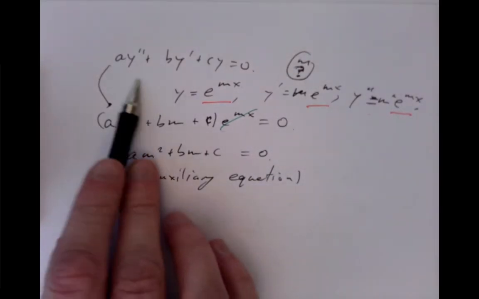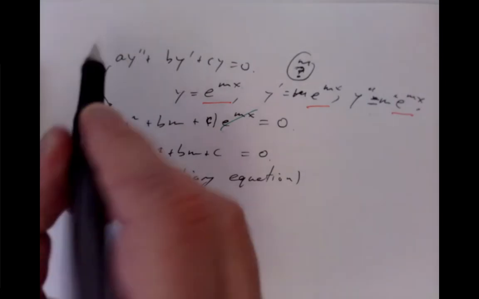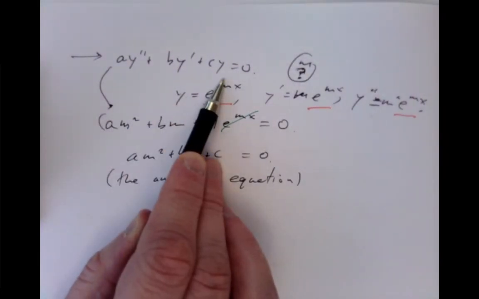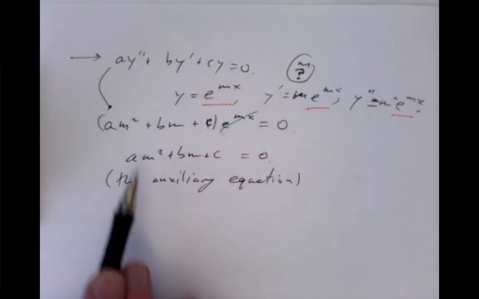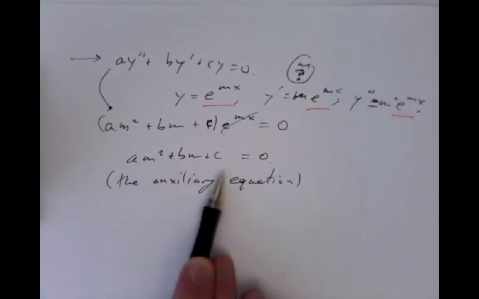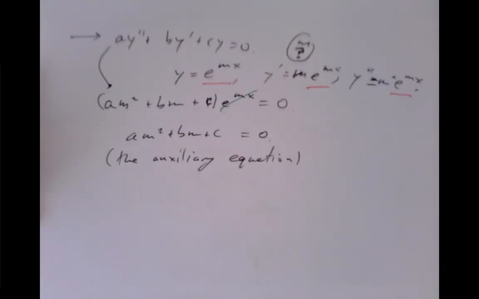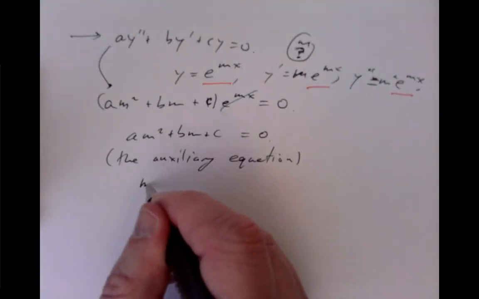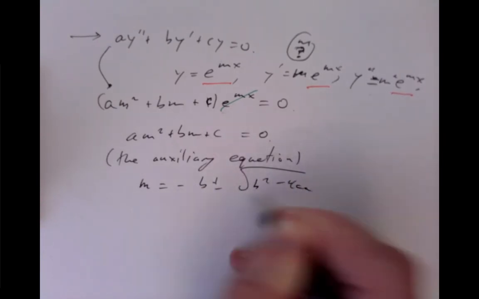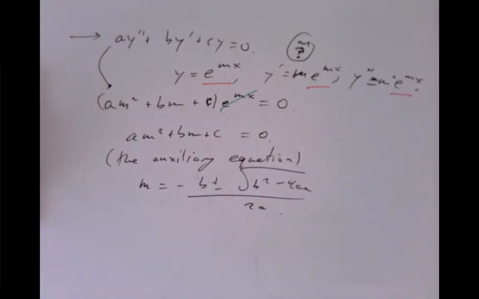So what we've done is to start here. This was the beginning, our original problem. Solve this differential equation. What we found is that we could solve it if we could solve this non-differential equation, this algebraic equation in m. And of course, we know the solution is that m is negative b plus or minus square root b squared minus 4ac over 2a does the job.